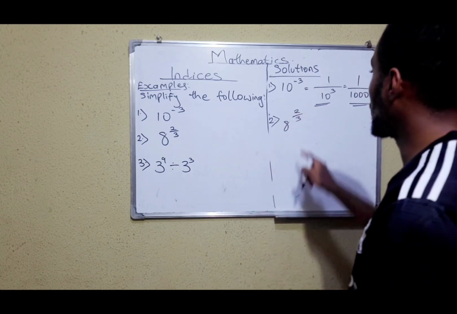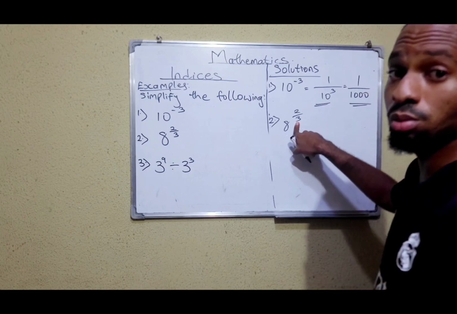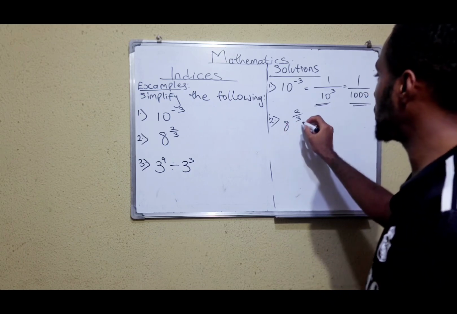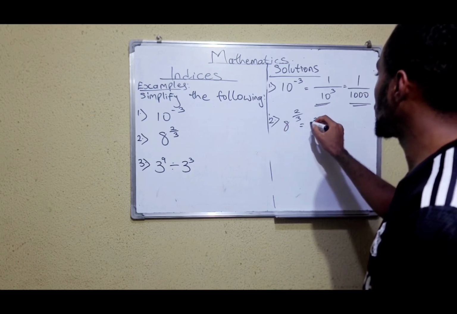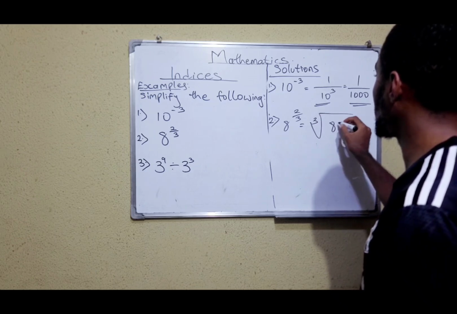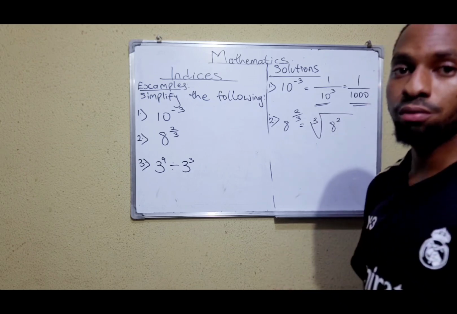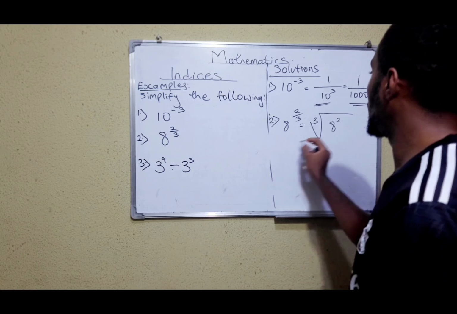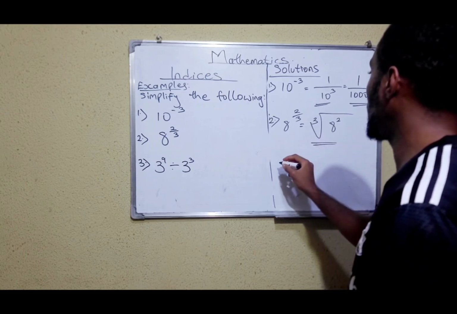Number 2, 8 raised to the power of 2 all over 3. Using the last law, the denominator of this fraction becomes the root of this base. Therefore, this becomes the cube root of 8 raised to the power of 2. So you can leave an answer in index form like this.